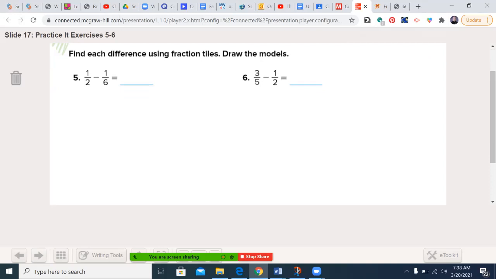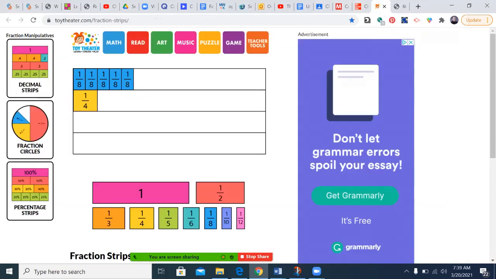1/2 minus 1/6 and 3/5 minus 1/2. Same thing applies. I'm pausing the video. Go ahead and pause it. I'll see you on the other side. Let me pause the video now. Welcome back. Let's see how you did.